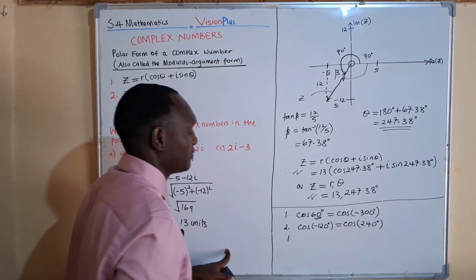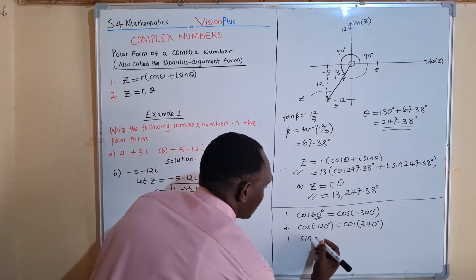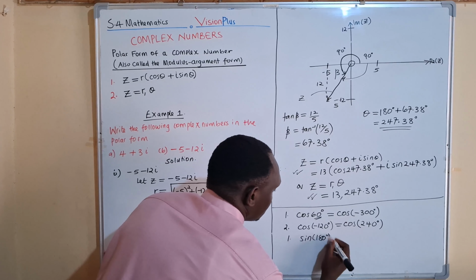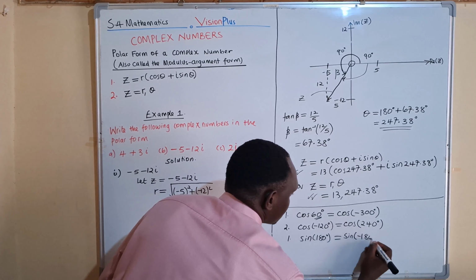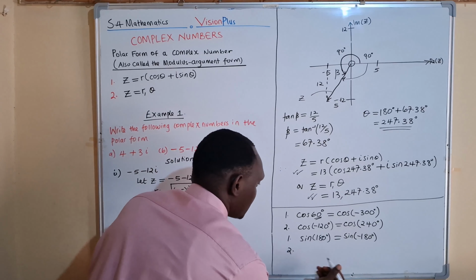Let me say one again. For sine, for example, sine of which angle? Just say any angle. Maybe 180 degrees. This is the same as the sine of negative 180 degrees. They are both the same. Or maybe use another value.